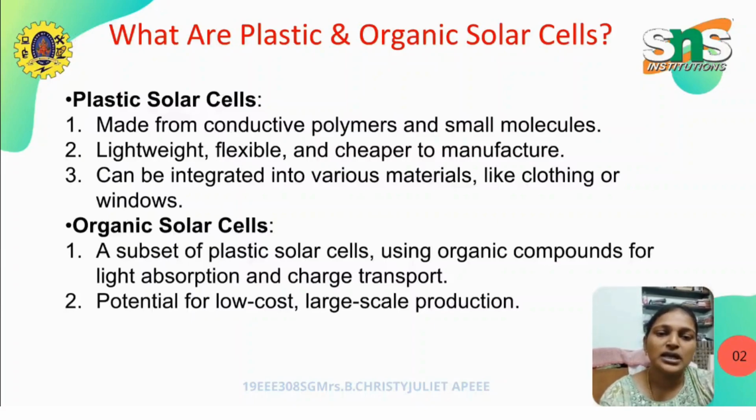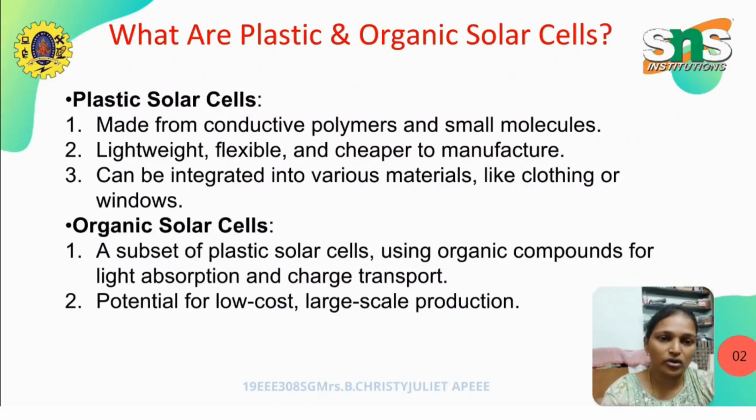Next we'll talk about organic solar cells. Organic solar cells are a subset of plastic solar cells, because the manufacturing, or the construction, of those solar cells is similar. The difference is that it has an in-between layer made of organic compounds, which are used for high light absorption and charge transportation. That is why these organic solar cells are being preferred.